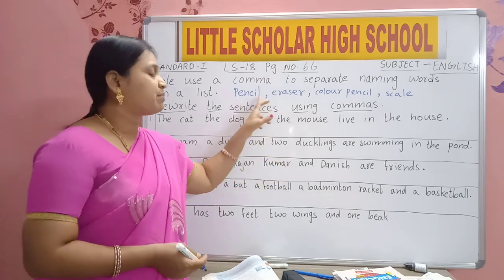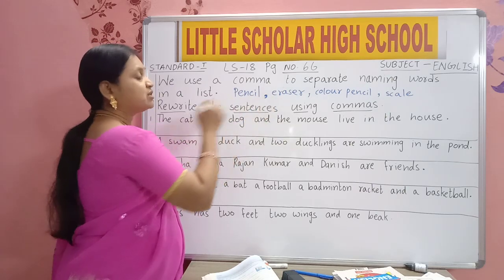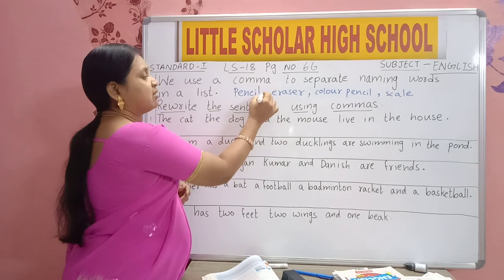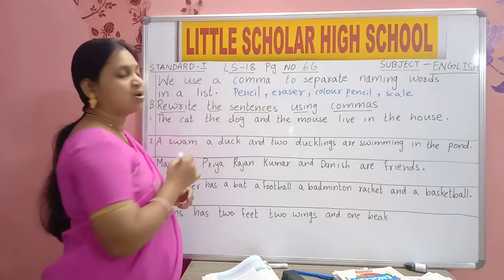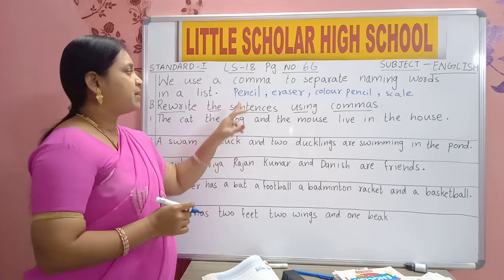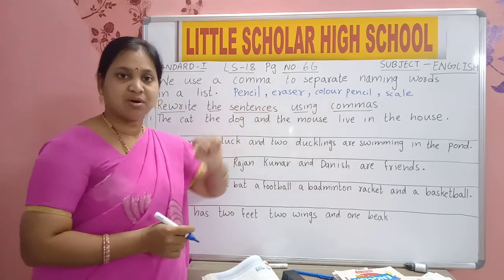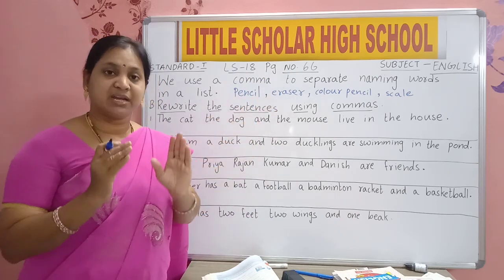Yes. So to separate these naming words, what are we putting in between? Comma. How should the comma be? One dot, and then one small curve. This is a comma. Pencil, comma, eraser, comma, color pencil, comma. Yes, to separate the naming words, we use comma in between.